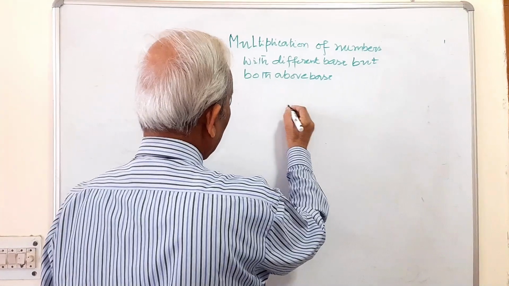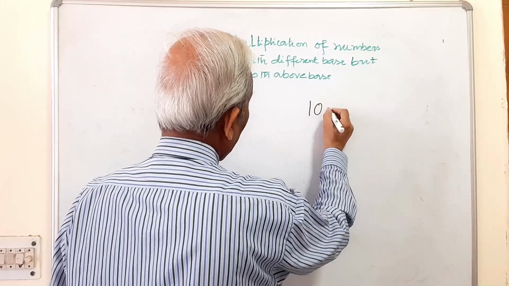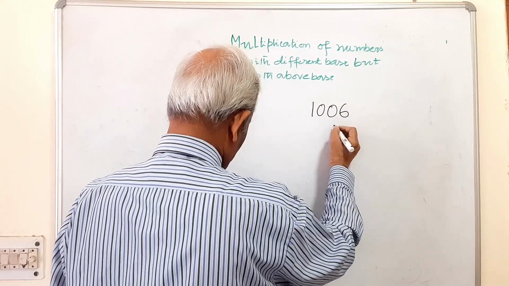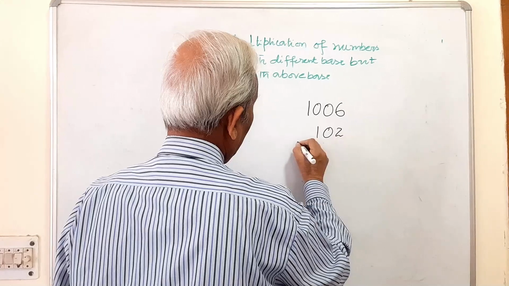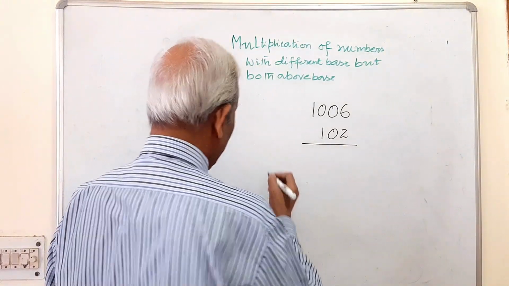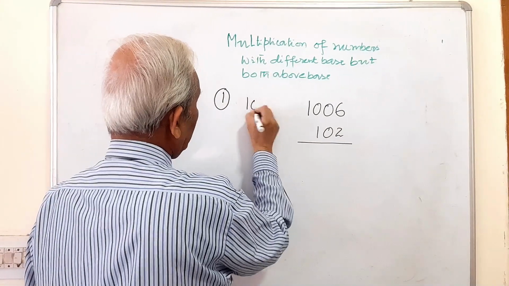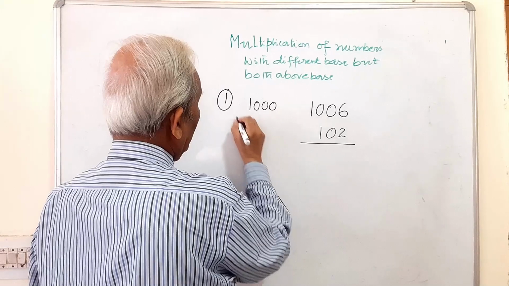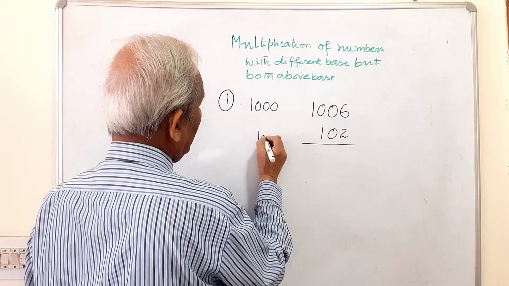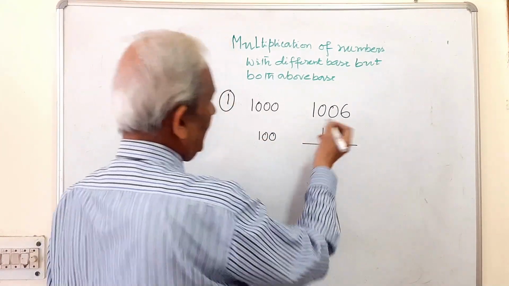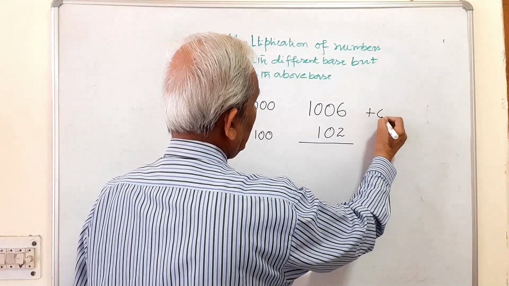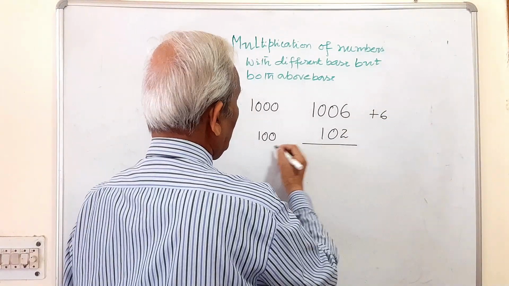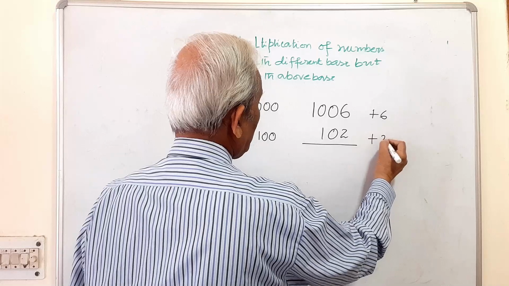1006 into 102. Here the base is 1000 and the base is 100. Here 1006 minus 1000, plus 6 is the difference. Here 102 minus 100, plus 2 is the difference.